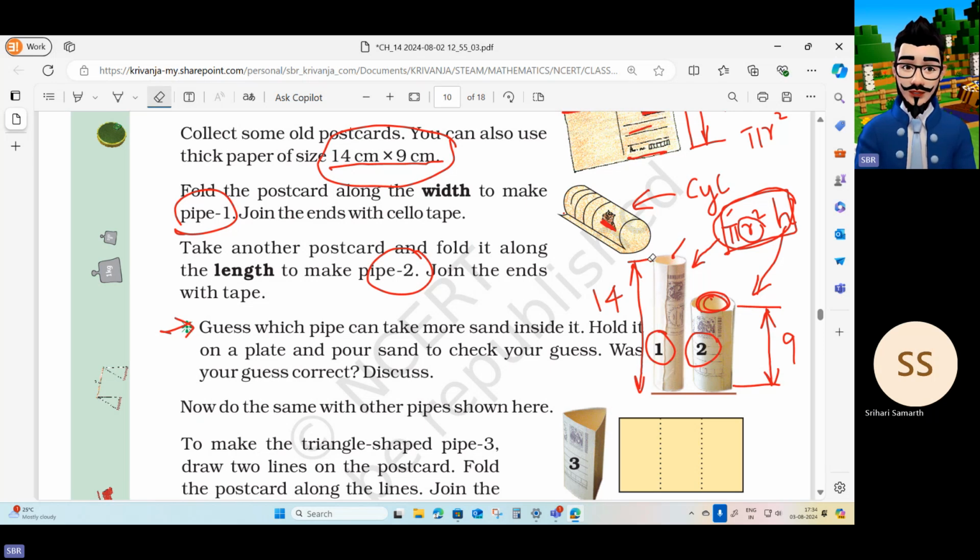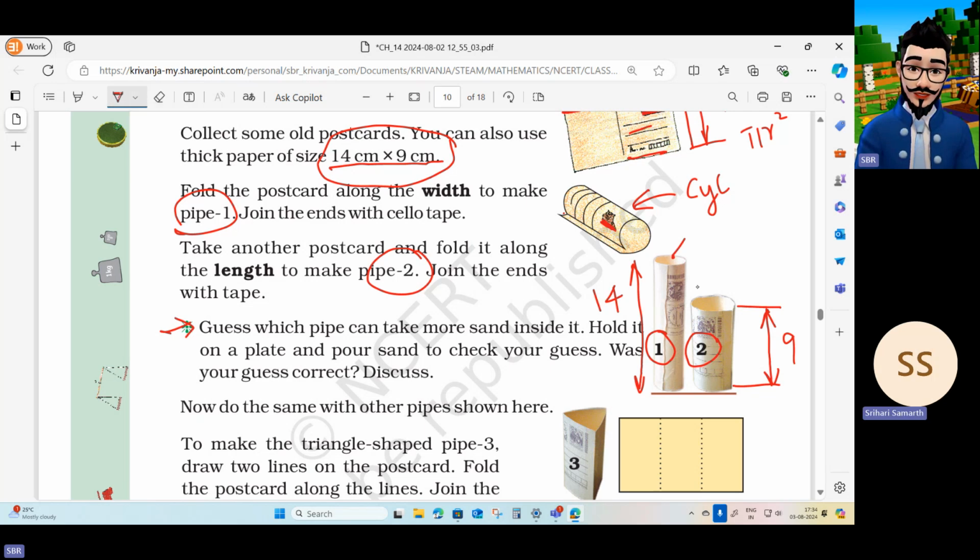But in this case, we don't know the value of r, the radius. Do you think both cylinders will have the same radius? Which cylinder's radius is more, pipe 1 or pipe 2? Pipe 2. Okay, beautiful, correct.